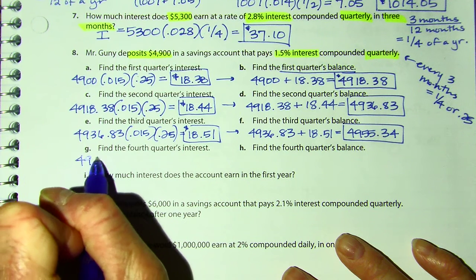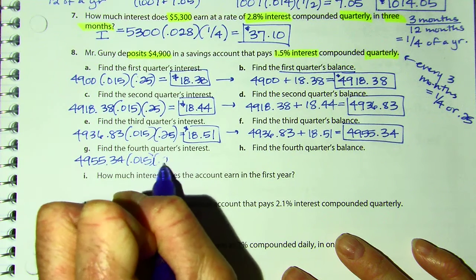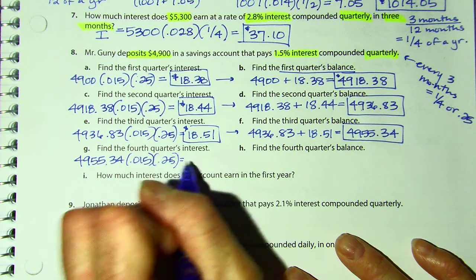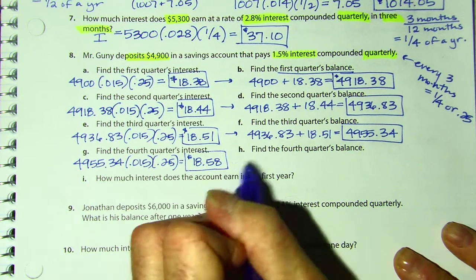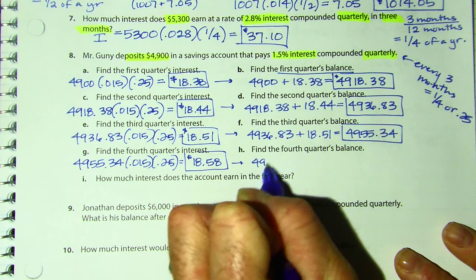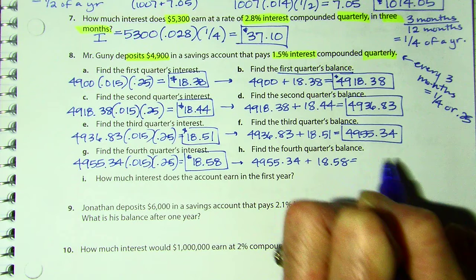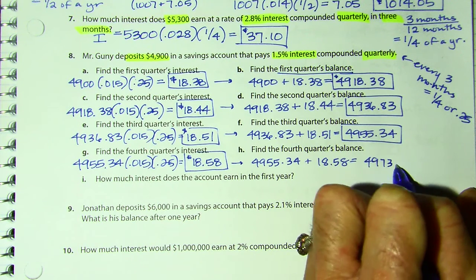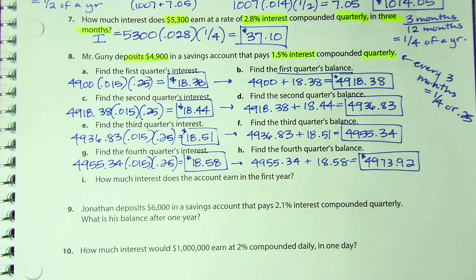So last one, my previous balance times my interest rate times 1/4, and a little bit more this time, $18.58. So my new balance is $4,955.34 plus $18.58. Now, I know this is kind of a pain by hand. Do you really think banks sit there and someone calculates it by hand? Absolutely not. There is a formula. And we will get there. There's a formula that I'll give you in the next section.